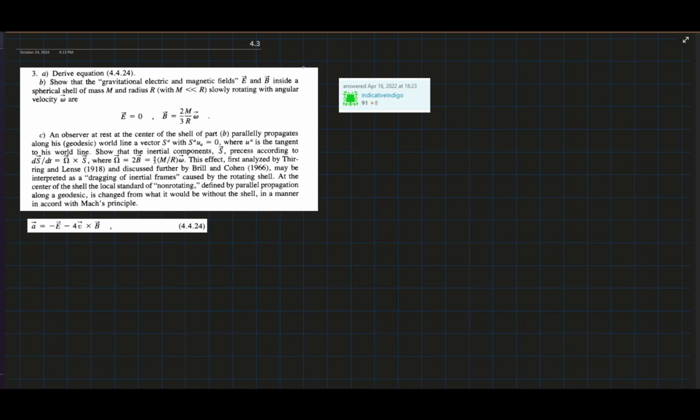Okay, let's get back to it now with problem 4.3 from Wald's general relativity, where in part A he wants us to derive equation 4.4.24, which I have at the bottom here, this acceleration equation that looks like an electromagnetism thing. So we're essentially deriving gravito-electromagnetism.